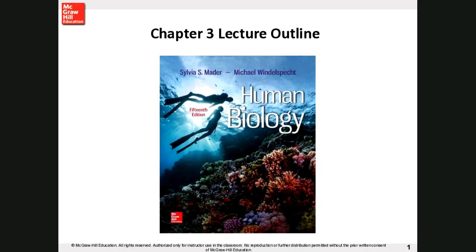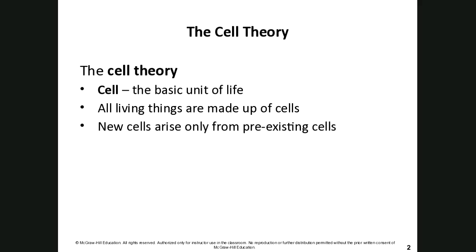Before we start talking about these cells, the first thing we want to have an understanding of is the cell theory. We talked about the cell theory a little bit in chapter one when we talked about what a theory is, but the cell theory basically states that all cells come from pre-existing cells. So all the cells that make up your body, that make up a plant, that make up a bacteria, they didn't just pop out of thin air, they actually came from pre-existing cells. We consider the cells of your body to be the basic unit of life.